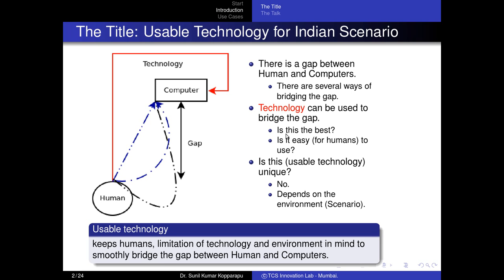The reason is that the technology actually depends on the environment in which it is being used. Now, what is this environment? It could be the scenario, or it could be the place where the human wants to interact with the computer. So before we go on, the definition of a usable technology is that it keeps humans in mind, it keeps the limitations of the technology in mind and the environment in mind, so as to bridge the gap between the human and computers.